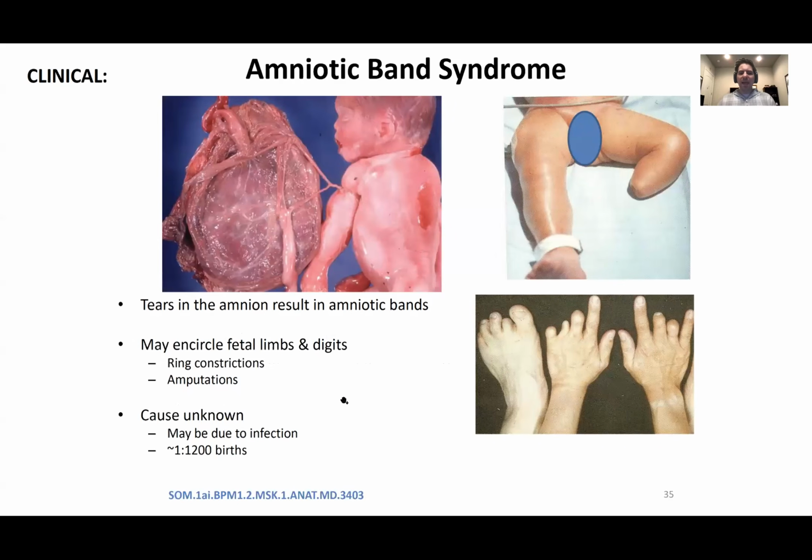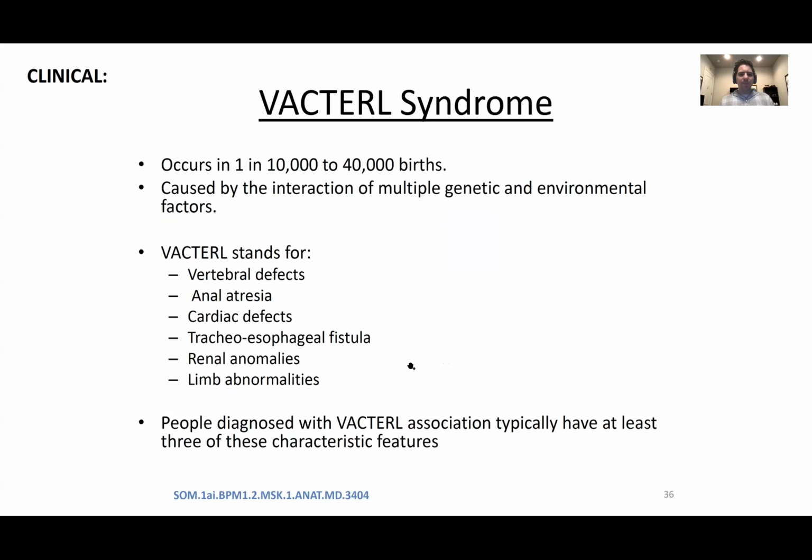Amniotic band is a mechanical problem. So it just happens in utero. The amniotic band cuts off blood supply to either a limb or a digit, and this ring constriction will cause pathological amputation of the leg, right?